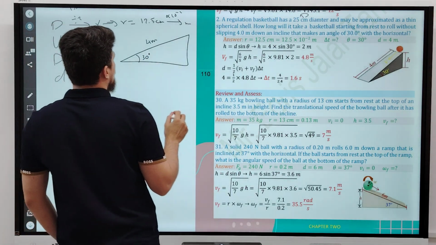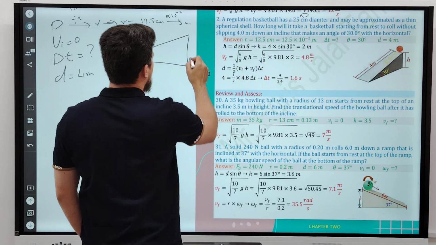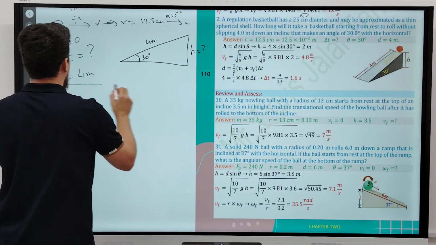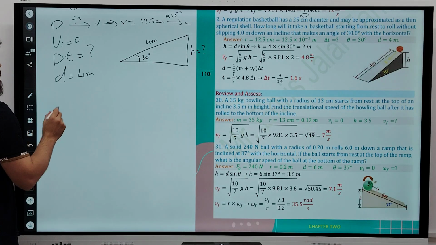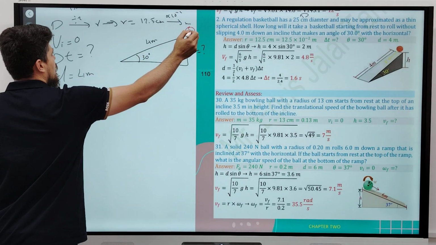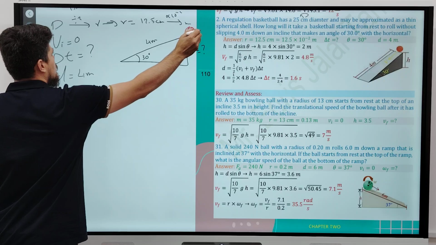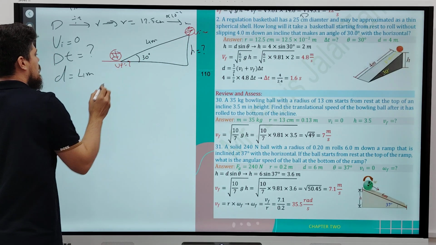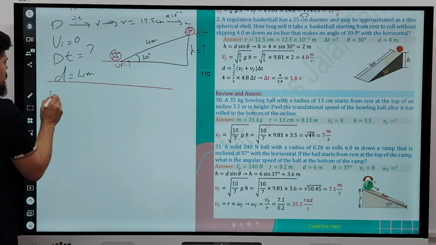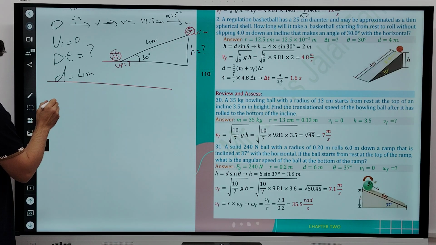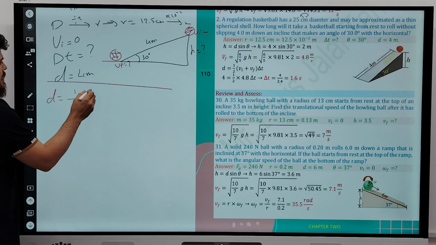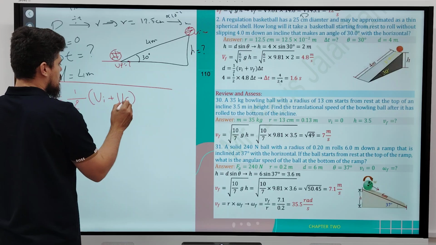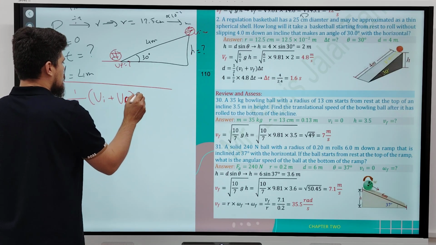Okay? So the height is not given in this question. How long does it take? To find the time interval, V initial 0, V final, I don't know, we have to find it. But to find time, you have to use this equation. D is equal to what? The kinematic equation. V initial 0, V final, I don't know. Okay, we have to find time, which is delta t.